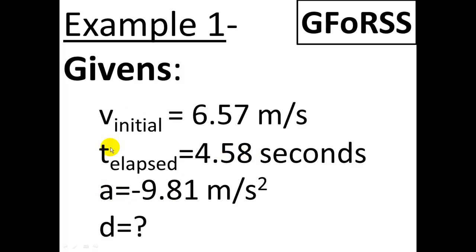And what's implied in this problem is that gravity is what's bringing the rock down. So gravity's acceleration is a constant. It's negative 9.81 meters per second squared. And what are we asked to find? We're asked to find the vertical displacement. So displacement is what we're looking for. We've got four variables here: initial velocity, elapsed time, acceleration, displacement. We need a formula that works for that. By the way, just going to have a little marker up here showing us that we have completed the givens part of our GFORSS procedure.